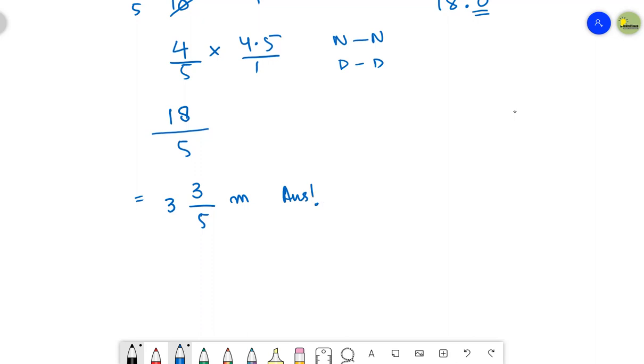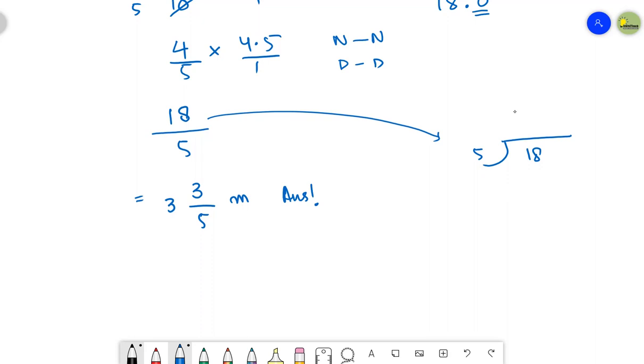And if you want to write the answer as a decimal number, you can convert this fraction into a decimal like this. 5 will be written outside and 18 will be inside. So there are two options. Either you write it in mixed fraction or you can write it in decimal. So in order to write the answer in decimal, you have to find out the decimal equivalent of it by dividing the number 18 by 5.